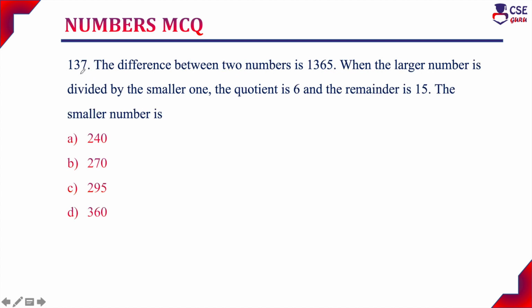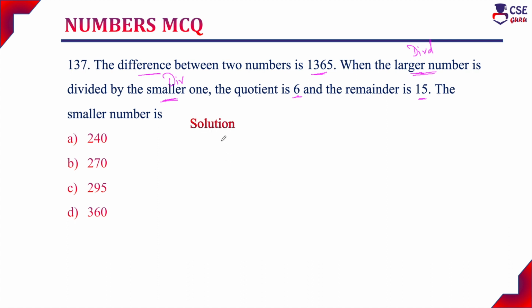Next, problem number 137. The difference between two numbers is 1365. When the larger number is divided by the smaller one, so the larger number, if you are considering, is the dividend and the smaller one is nothing but the divisor. Okay. So when the larger number is divided by the smaller one, the quotient is 6 and the remainder is 15. What is the smaller number?